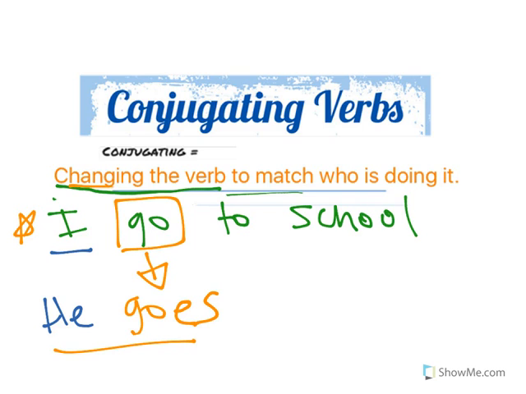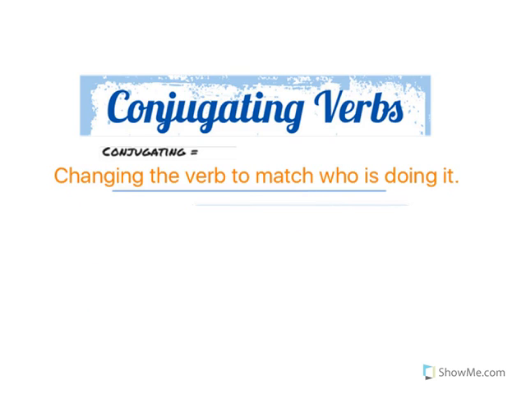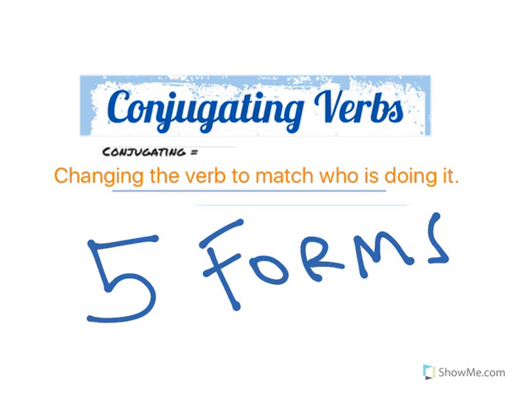So what are we doing? We're changing the verb to match who is doing it. That's why go works with I and goes works with he. Changing the verb to match who is doing it. The problem that we have in Spanish is that we have 5 forms. Unlike in English, where there's usually only 2 forms. In Spanish, we have 5, and that's why it gets a little bit tricky.